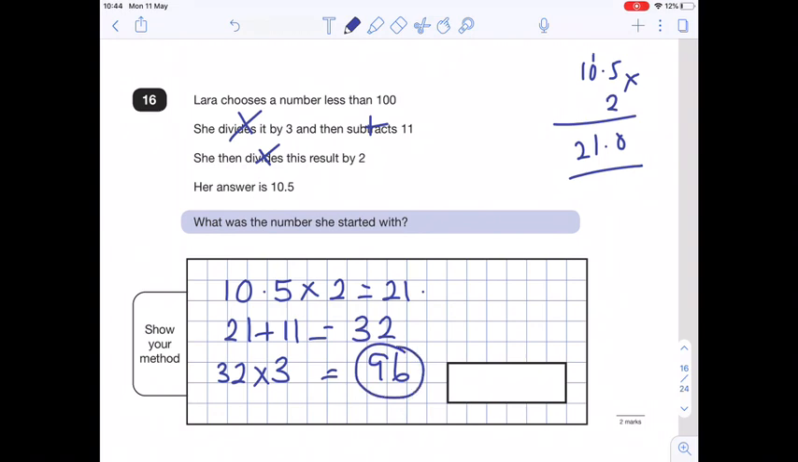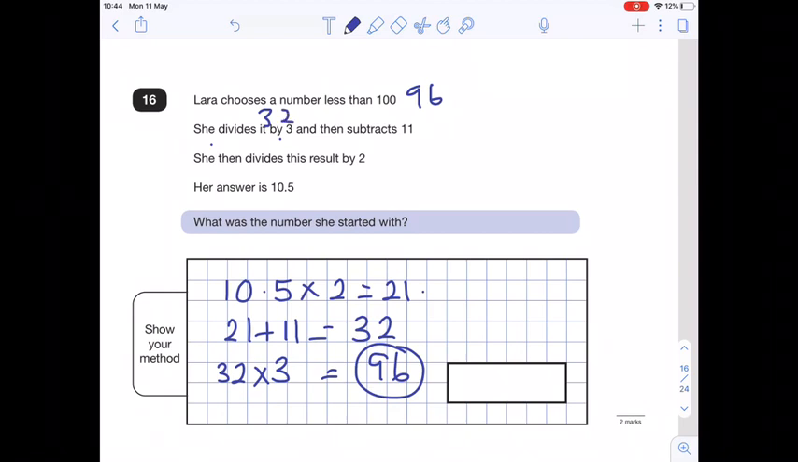We think it's 96. Obviously, the thing to do is to check your number, isn't it? So we'll do it the right way around this time. So she chooses a number less than 100. We've chosen 96. She divides it by 3 to get 32, and then takes away 11. So here she's going to have 21. And then she divides this result by 2. So 21 divided by 2 gives me 10.5. So we know now that the answer is 96.